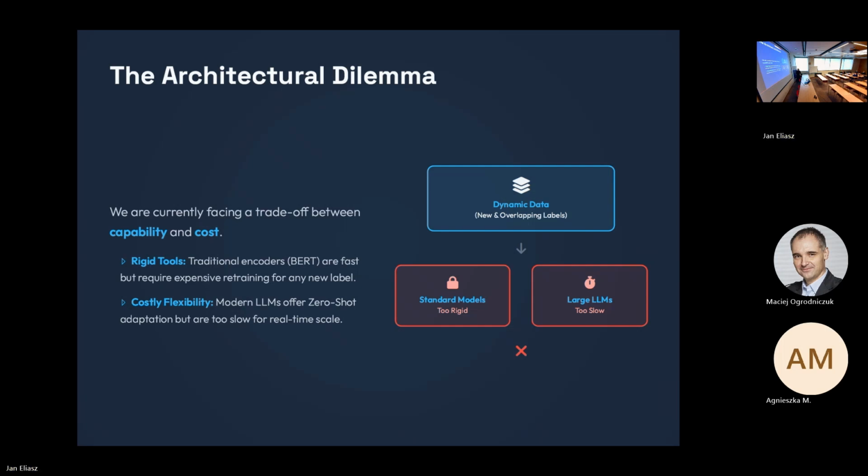Then we have modern decoder-only large language models like GPT, Qwen, DeepSeek, and so on. But they are very slow. So we want a compromise between these two. We would like to have a decoder-only large language model that is flexible, and also we want to reduce the computation cost of such a model.